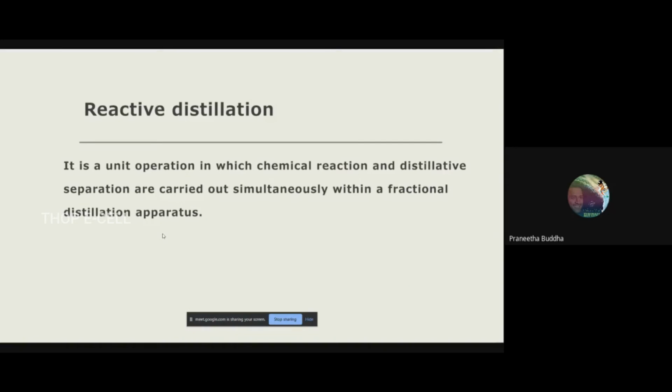Reactive distillation is a unit operation in which chemical reaction and distillative separation are carried out simultaneously within a fractional distillation apparatus. It is a kind of process intensification in which reaction and separation take place in a single unit.